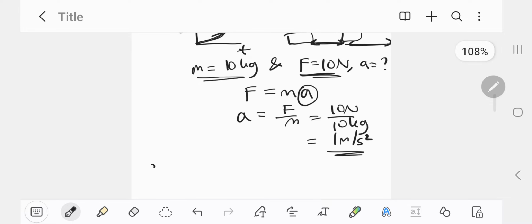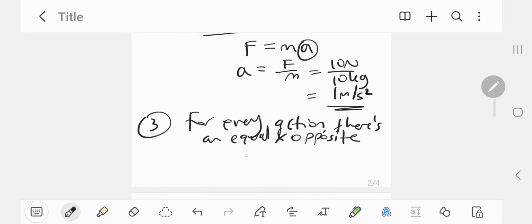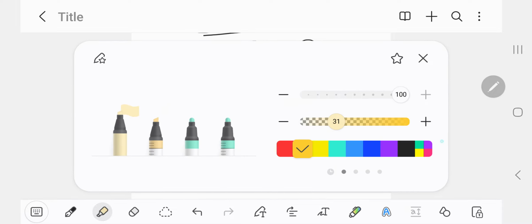In other words, Newton's third law states that for every action, there's an equal and opposite reaction. Like being nice to people, right? Every day, being nice to your teachers. Okay, if you're nice to someone, they're probably going to be nice to you back, most likely. Okay, karma.